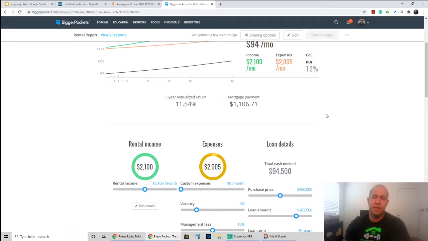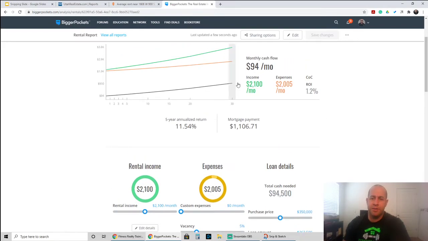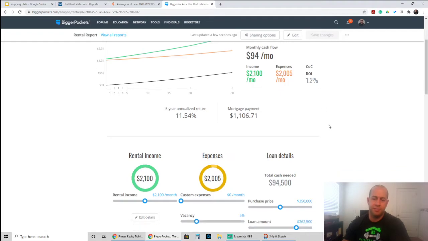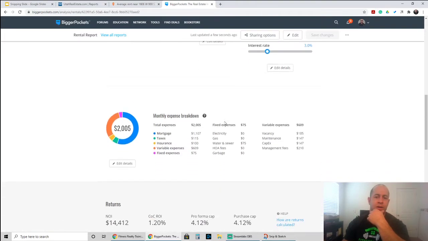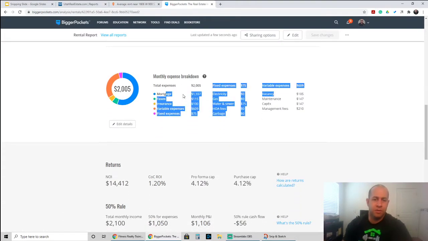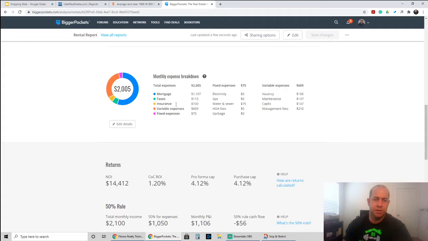That's awesome. Okay, so right now we have income at $2,100 a month with those two rental sides. Our expenses are roughly $2,005, and I'll show you why the expenses are pretty high. If we come down in here to the breakdown, we have our mortgage payment, taxes, insurance, variable expenses, fixed expenses. This fixed expenses is coming from over here, water and sewer. We didn't have an HOA. The variable expenses, check this out.